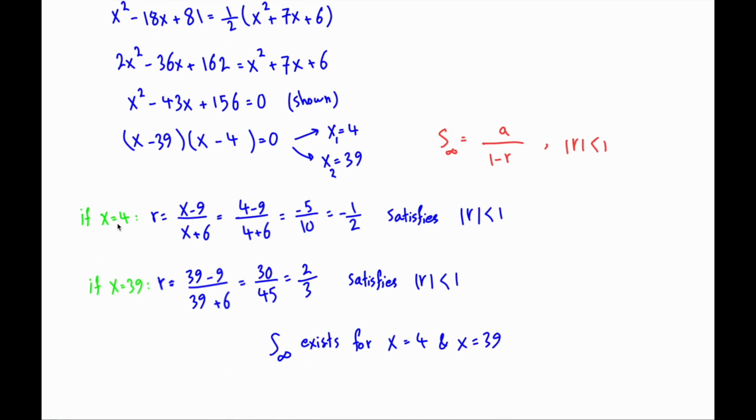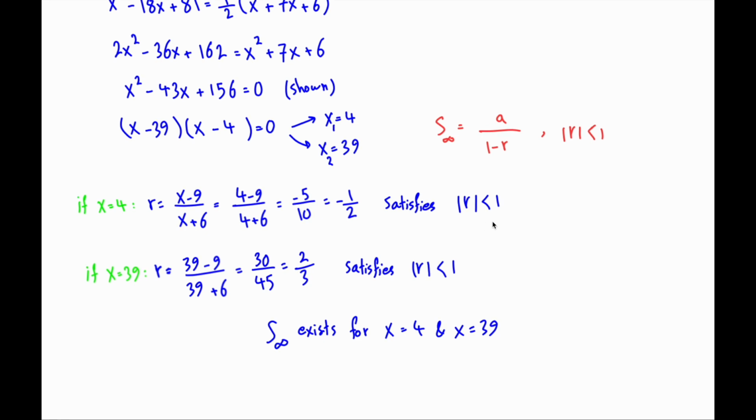So now that x is 4, (4 - 9)/(4 + 6) is -5 over 10, which is -1/2, and that satisfies the condition because the absolute value of -1/2, which is positive 1/2, is less than 1. Same thing for x = 39. If you replace the x with 39, you get 30 in the numerator and 45 in the denominator, which simplifies to 2/3, which is also less than 1. Therefore, S, the sum to infinity, exists for both values of x.